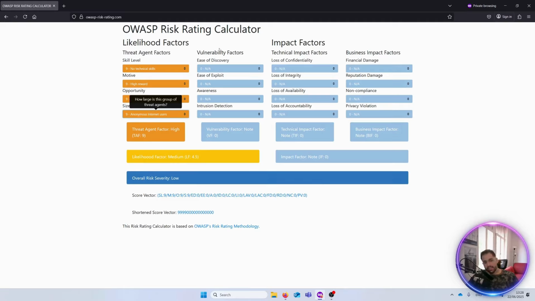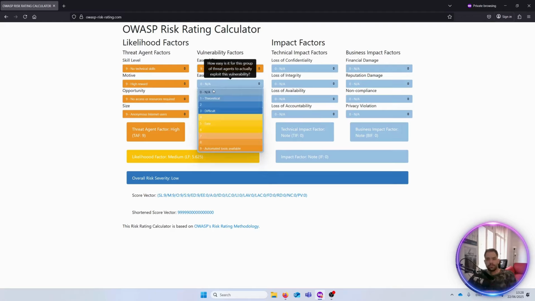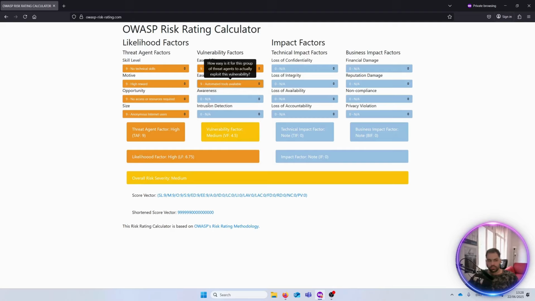The same thing for vulnerability factors. Ease of discovery. Is it really hard to find this vulnerability, or is it really easy? Let's say it's really easy, with some tools we can get it. And then ease of exploit. We have found a vulnerability. Is there any exploit there? How easy or how hard is it to find the exploit and then get it done? Again, let's say there are a lot of tools which are doing that.